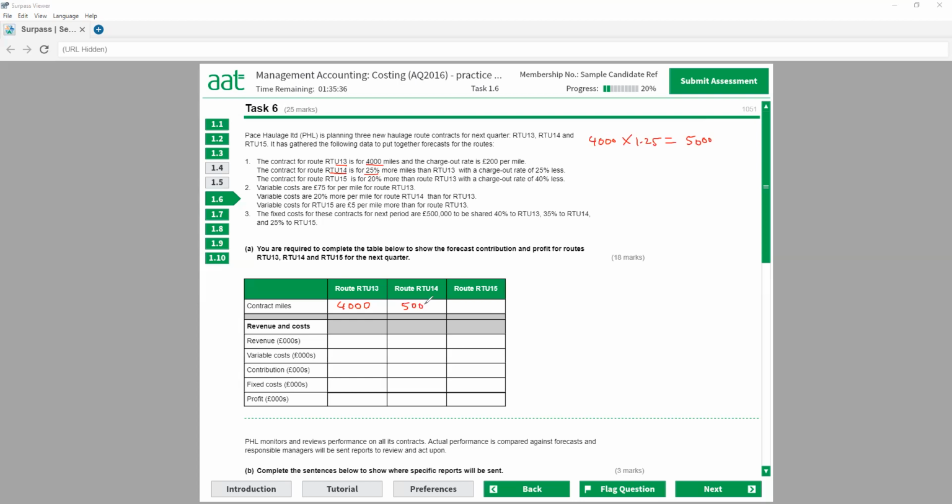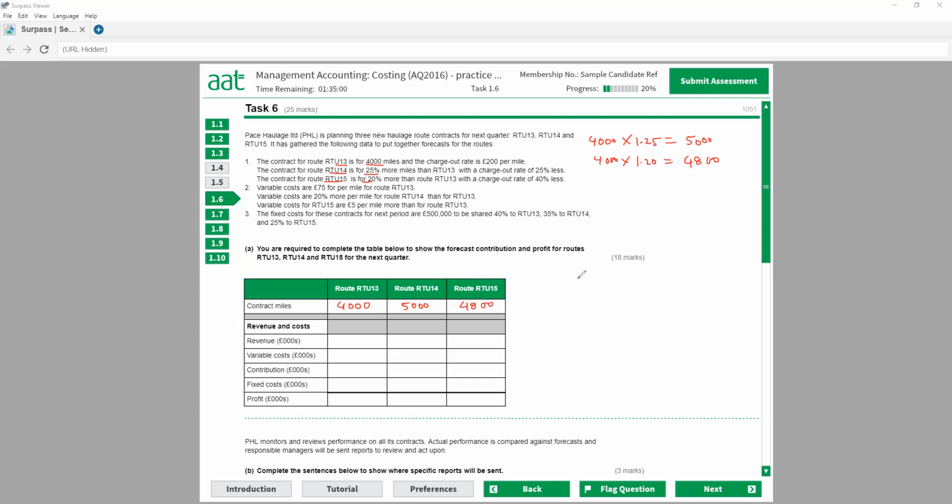That's 5,000. And the next one, they said the contract for R15 is 20% more than R13. So 20% more: 4,000 times 1.2. So 4,000 times 1.2, 4,800. So 4,800 for route 15.